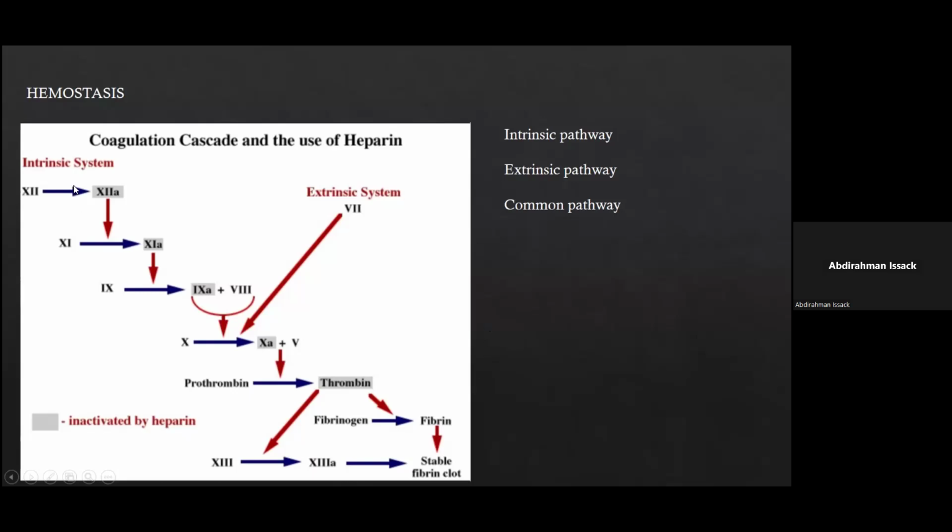You can be given a diagram like this, and they hide one of the factors, and you can be asked to label. Okay. Any questions so far?